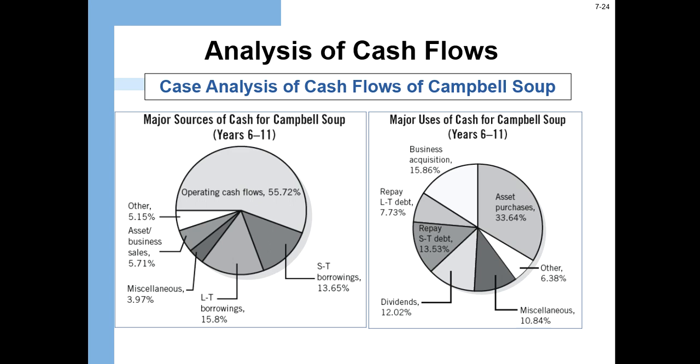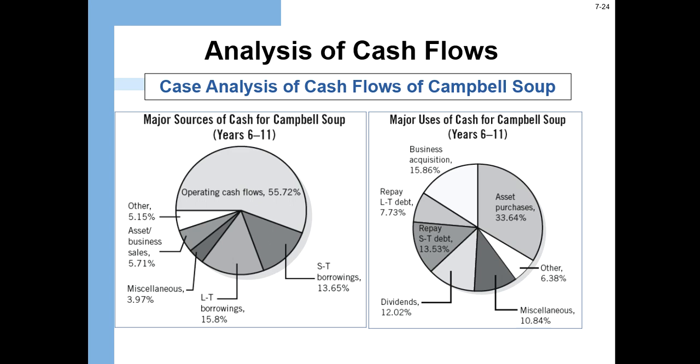Miscellaneous borrowing debts, okay, long-term borrowing and short-term borrowing. These are the sources of cash, okay, major sources of cash. So borrowing debt is 30%, from operations is 56%, and other assets are these.